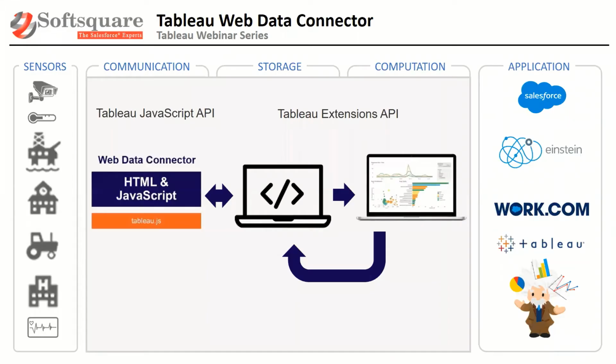So Tableau provides 2 sets of APIs. One is called the Tableau JavaScript API, and another one is called the Tableau Extensions API. The Tableau JavaScript API is used in a website outside of the Tableau desktop, Tableau web environment. So it's used in your website. So if you're embedding a Tableau visual in your website, you can use the Tableau JavaScript API to interact with the Tableau visual. Now the Tableau Extensions API is a little different.